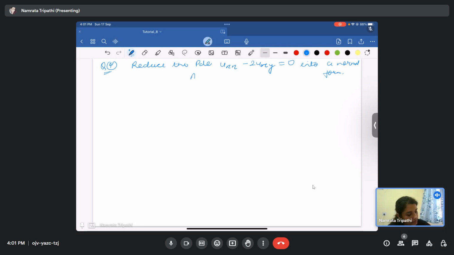Here A is 1, B is -2 and C is 0. B square minus 4AC is 0. That means hyperbolic. So in this case you have to calculate the characteristic equation.